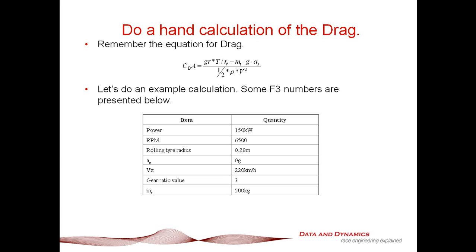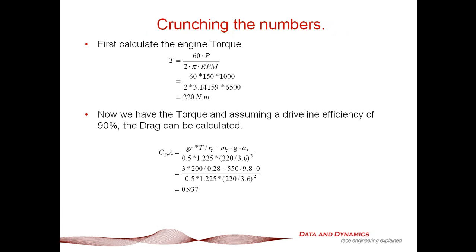So we're going to walk through a simple F3 sample calculation. Here we've got the power at 150 kilowatts, RPM at 6,500, the rolling tire radius is 0.28 of a meter, the speed is 220 kilometers per hour, our gear ratio value is 3, and the mass of the car is 500 kilos. First we need to calculate the engine torque, which is simply 60 times engine power in watts divided by 2 pi RPM. For our numbers, it's 60 times 150 times 1,000 divided by 2 pi times 6,500, which is 220 Newton meters of torque.